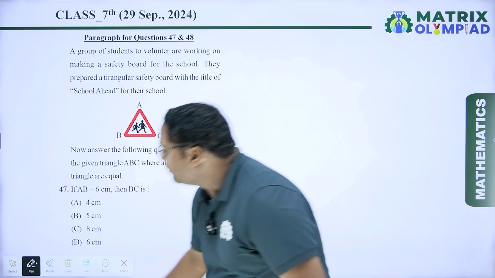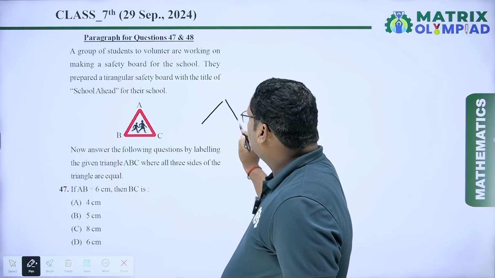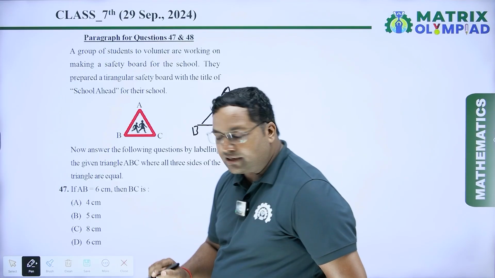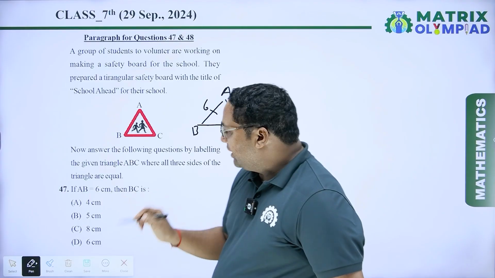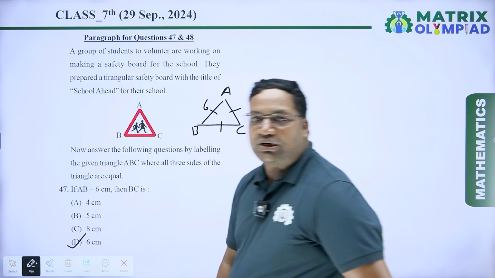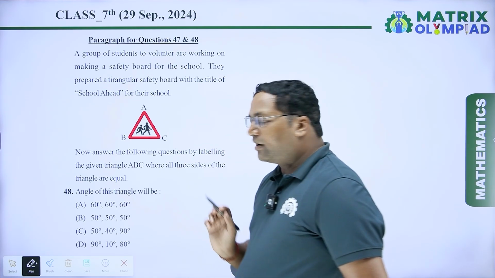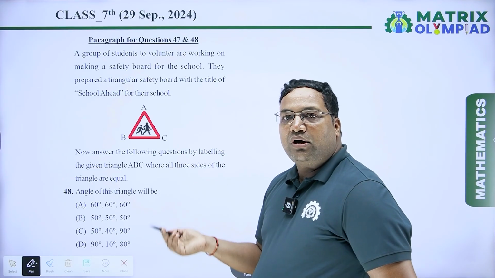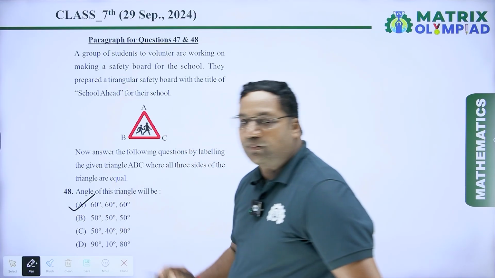Coming to the next question. Question number 47. It is, if AB equal to 6, it is given A, B, C. It is given A, B, C and AB equal to 6, and we know that all the sides are equal, and they asked about the side of BC. So BC is also 6 centimeter. So option number D is correct. Now coming to the question number 48, angle of this triangle will be, and we know the triangle is equilateral triangle, and the angle of equilateral triangle are all the angles are equal and all the angles are 60 degrees. So right option is option number A.